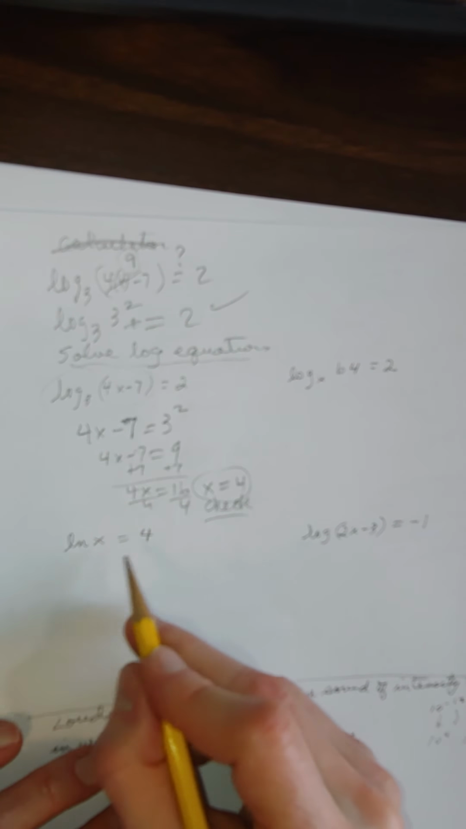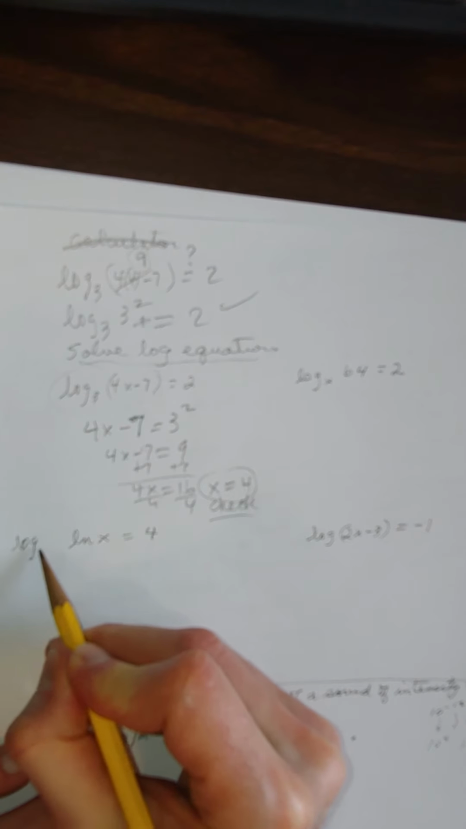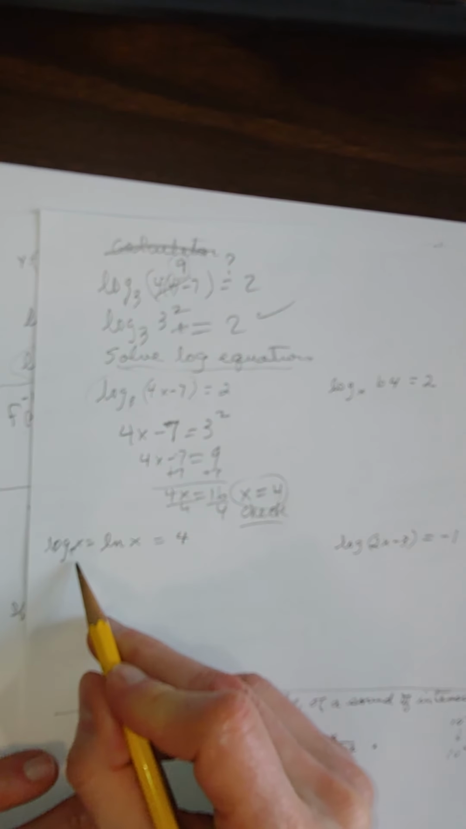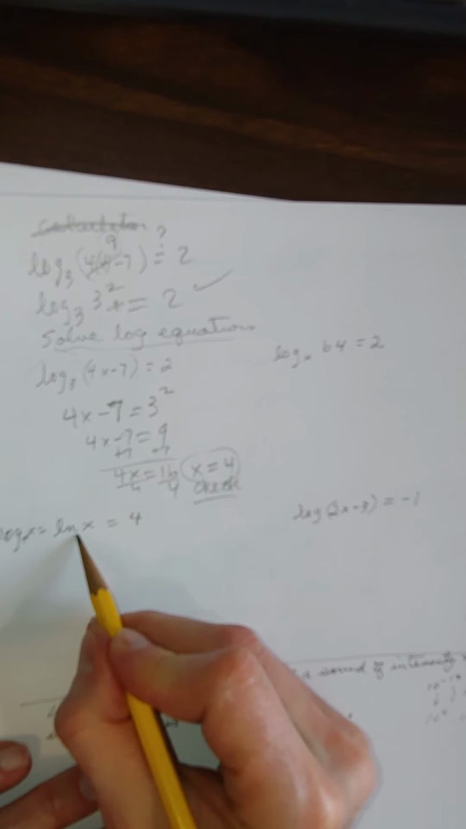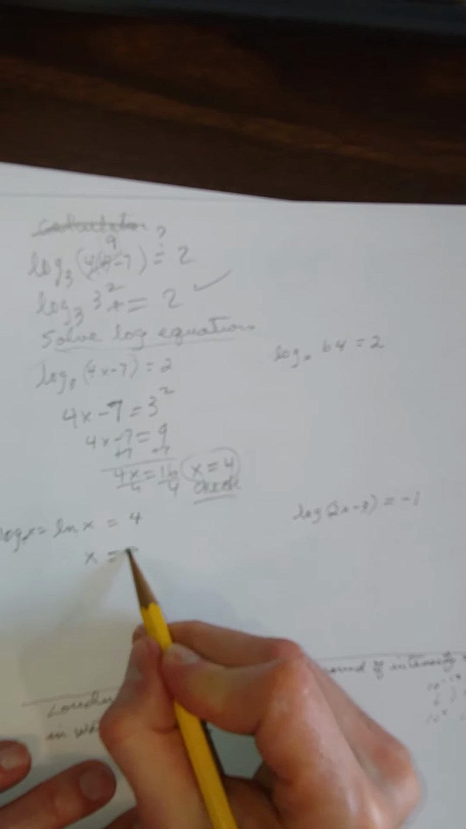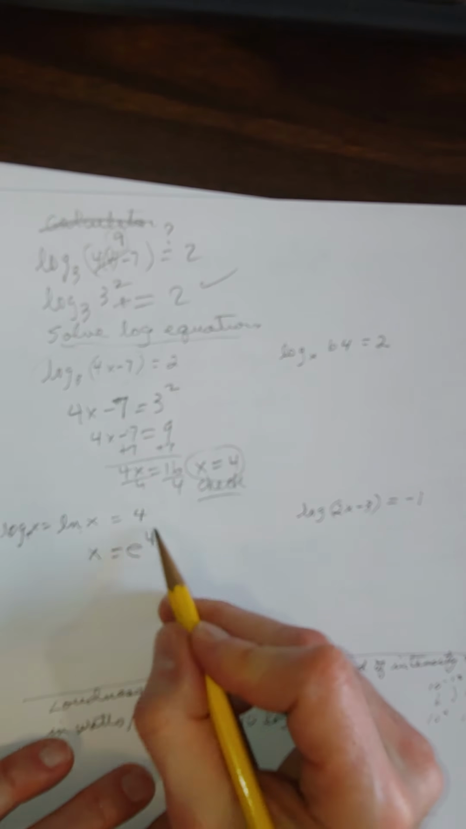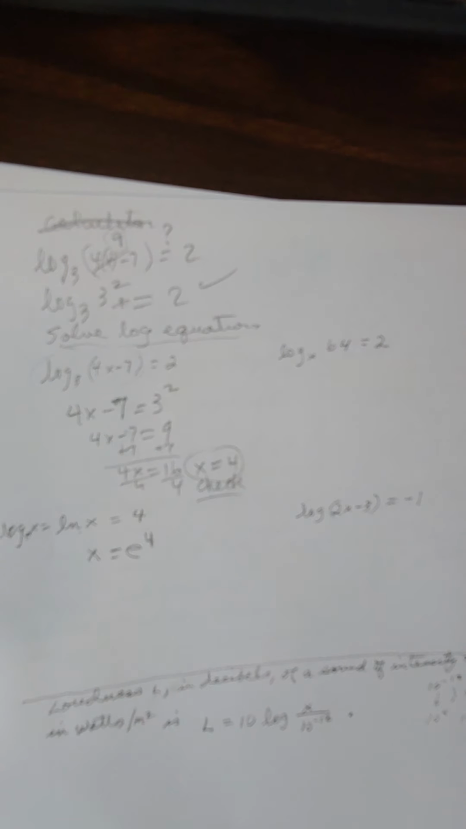This one, again, you could write it in exponential form. This is really log base e of x on this side. That's really what that is. So e to the 4th power equals x. X equals e to the 4th power. Done. The only other thing you could do is approximate e to the 4th by punching it in a calculator, but that's the answer.